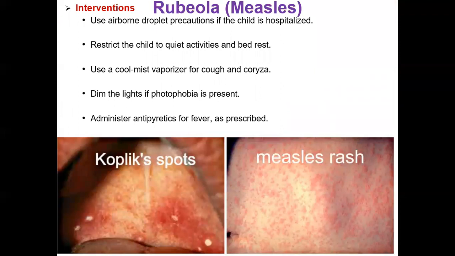So if my patient has measles, what are the interventions? We use airborne and droplet precautions if the child is hospitalized. Also restrict the child to quiet activities and bed rest. Use a cool mist vaporizer for cough and coryza, and dim the light because photophobia is present. Administer antipyretics for fever as prescribed.